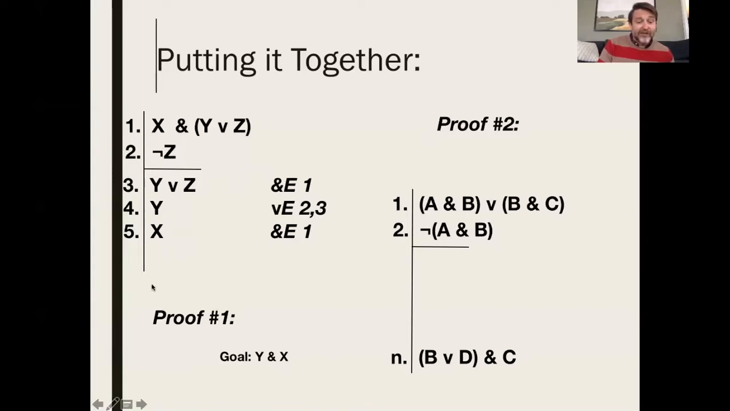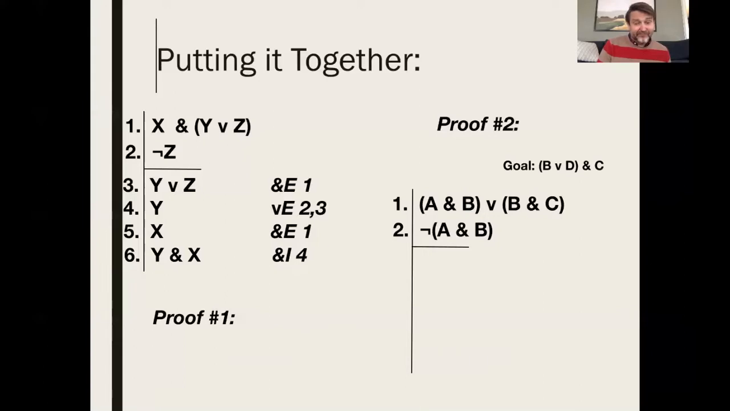So now we can apply our conjunction introduction rule on steps 4 and 5. Sorry, there should be a 5 there as well, 4 and 5. So the two parts of this derive the conjunctive statement y conjunction x. And that is a valid inference from premises 1 and 2 to the conclusion that y and x.